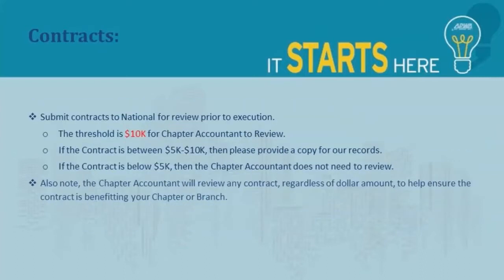The next topic we're covering is contracts. You want to submit contracts to National for review prior to your signing. If the contract is $10,000 or more, you do want to send it over to the chapter accountant to review, just so that you're not going against anything that our lawyers have recommended us not to follow.